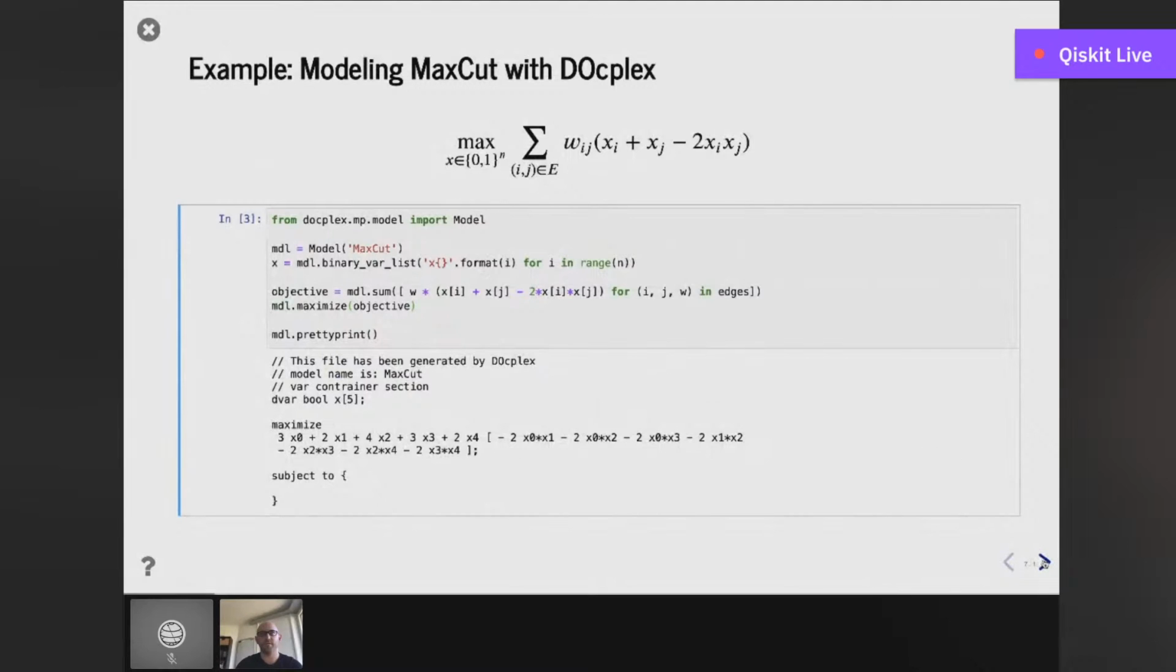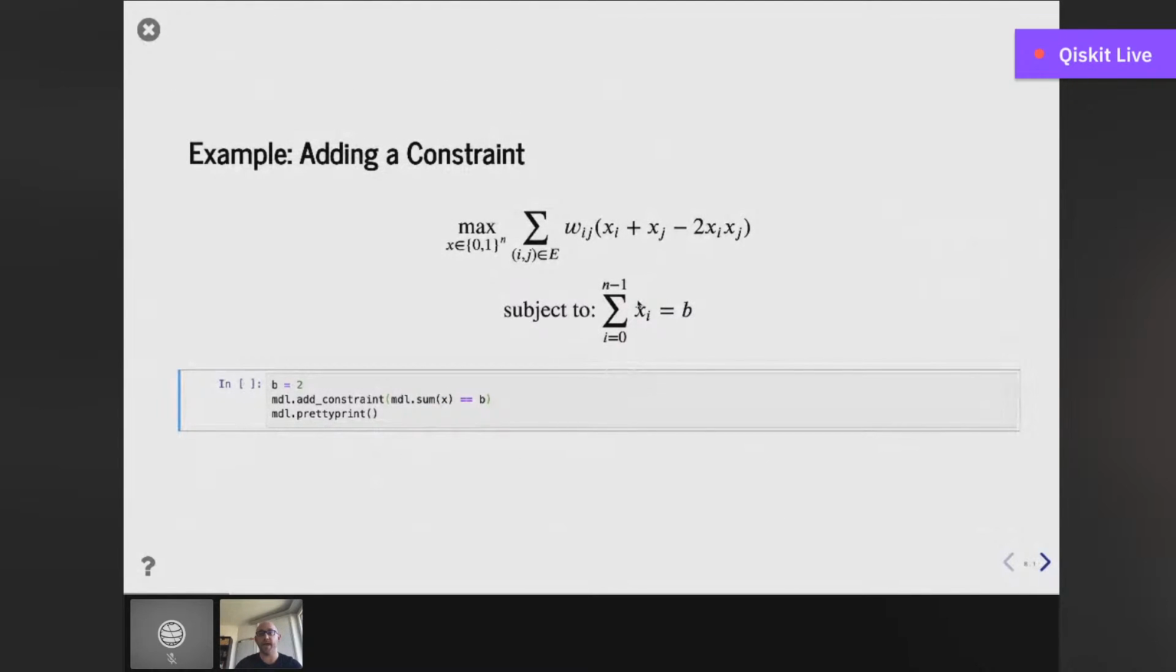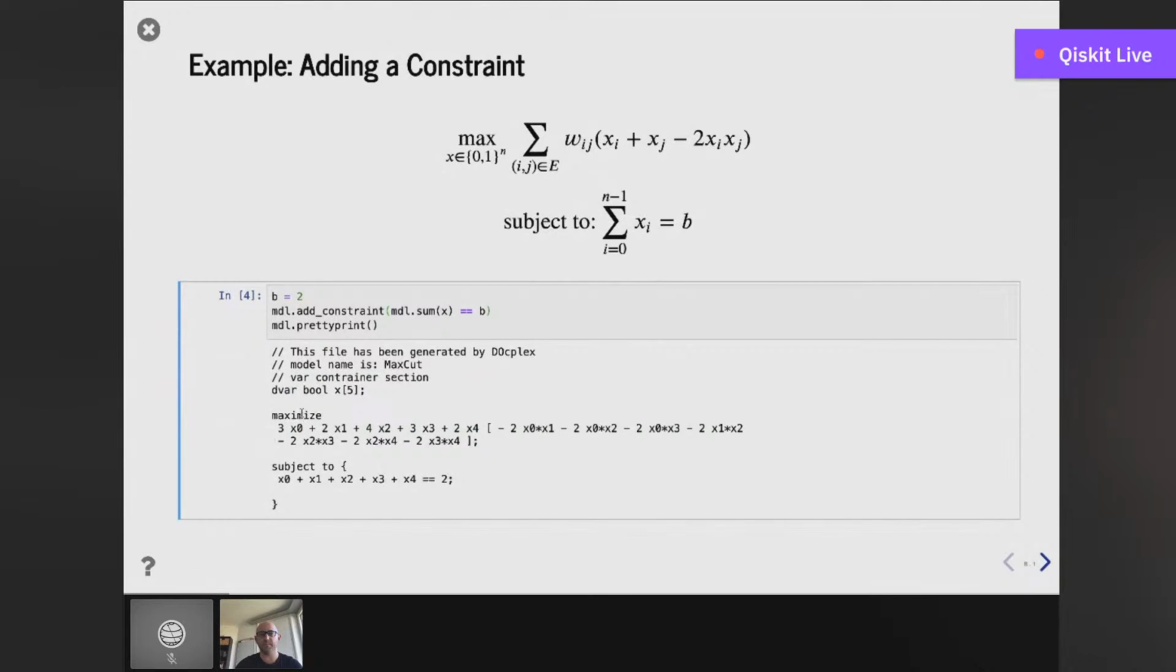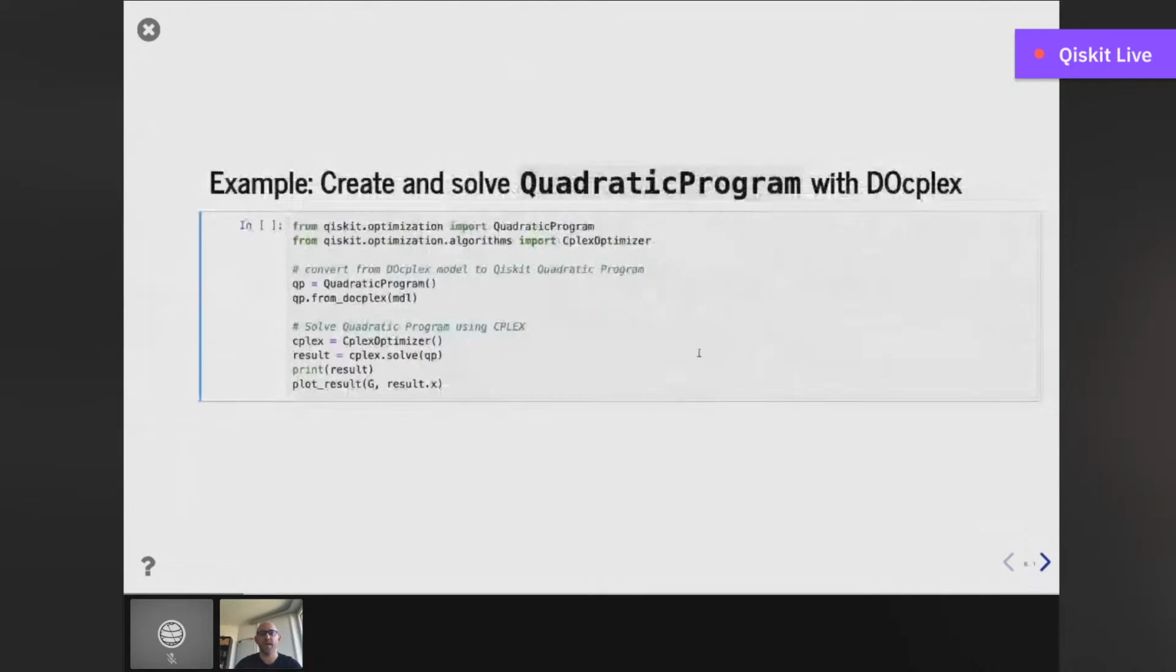All right, let's make this a little bit more interesting and add a constraint. Let's suppose we are interested in a max cut problem where the one class has a certain size, and we want this size to be equal to b. So we can just say, for example, b equals 2. We add a constraint, and we say that the sum over the x vector should be equal to b. And here you see the same problem. We maximize this objective subject to this constraint where the sum over the x variables is equal to 2. So this is the problem we want to solve.